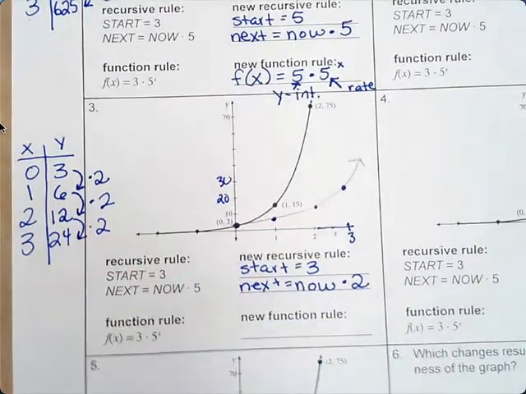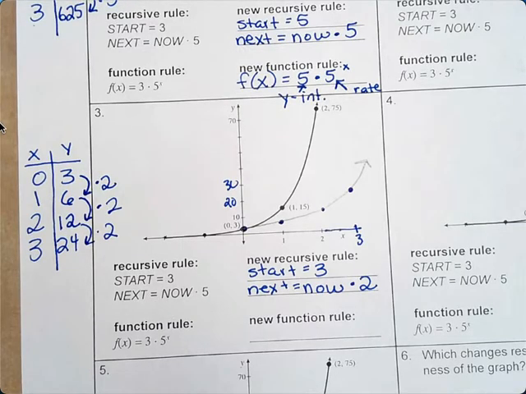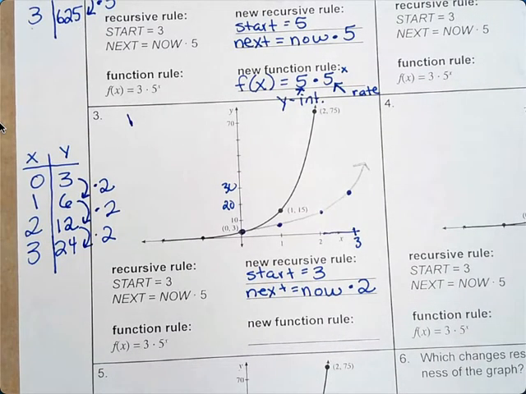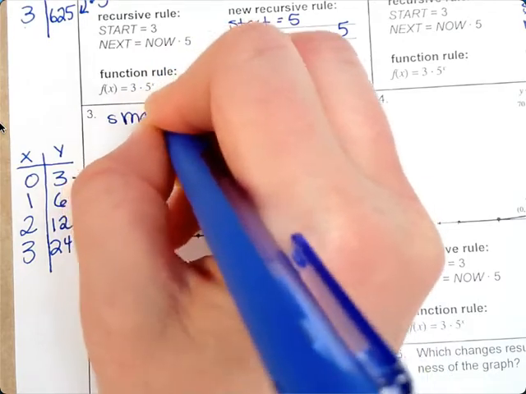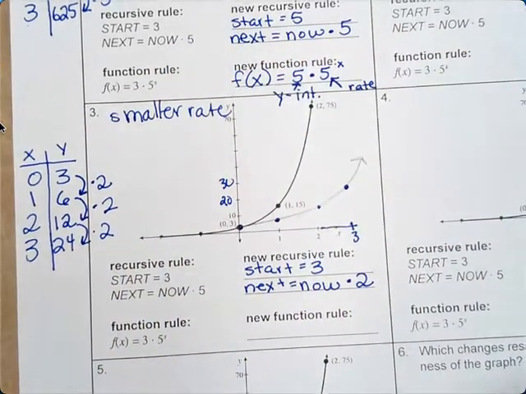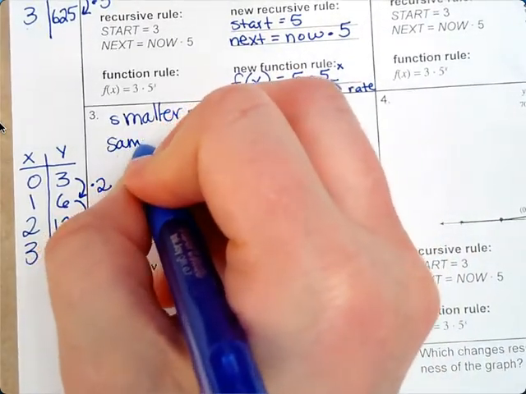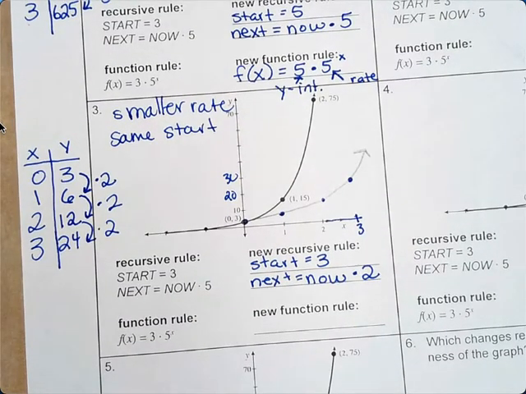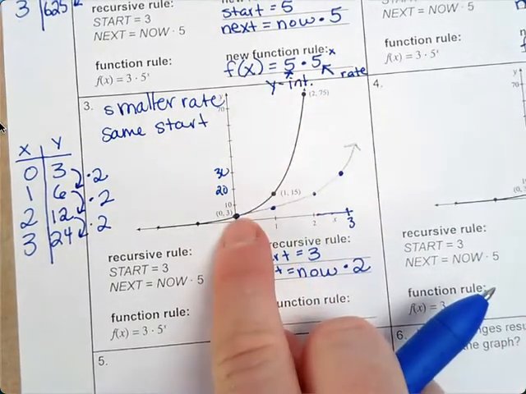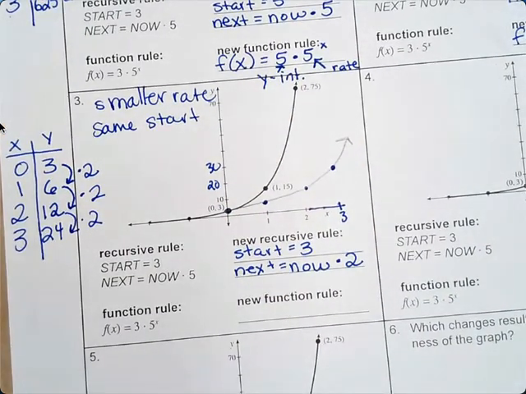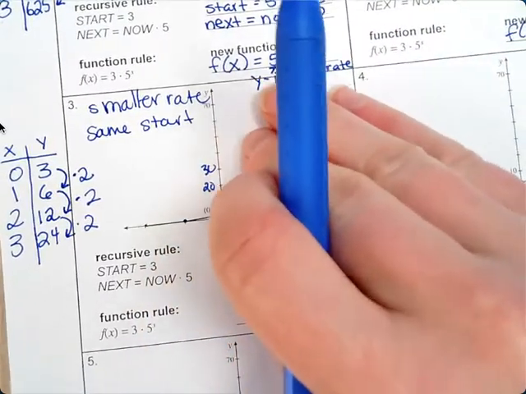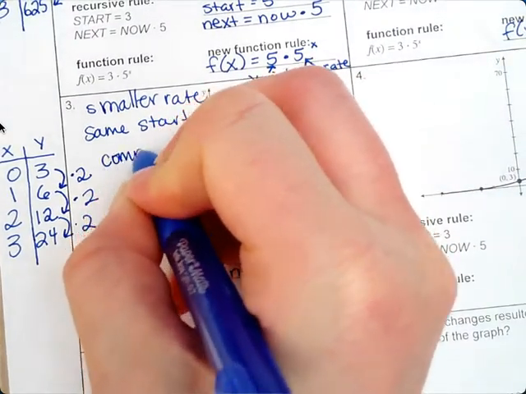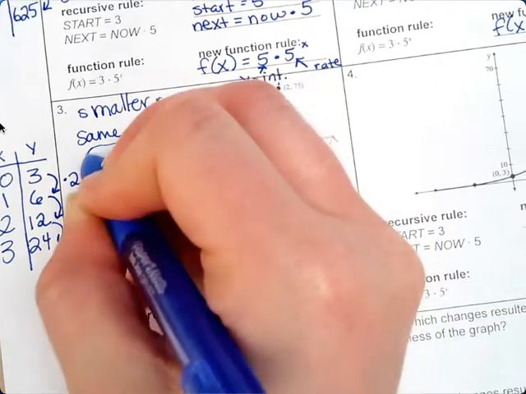So what can we write about how we changed it? Is this a smaller or a larger rate? Yeah, so smaller rate. But then we have the same start. So was it stretched or compressed? Compressed. It was pushed down. You take this one and you compress it down, it could look like this. So this is a compression. You'll sometimes see it as stretch or compression.